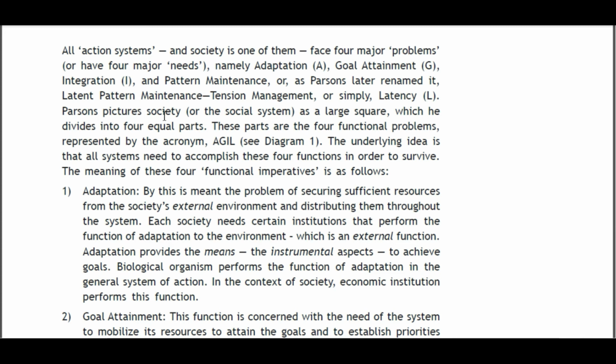Parsons pictures society or the social system as a large square which he divided into four equal parts. These parts are the four functional problems represented by the acronym AGIL. The underlying idea is that all systems need to accomplish these four functions in order to survive. The meaning of these four functional imperatives is as follows.